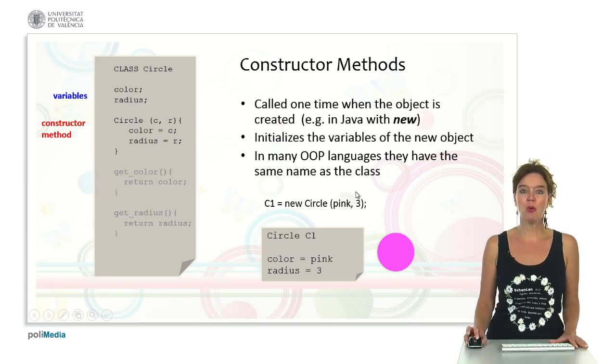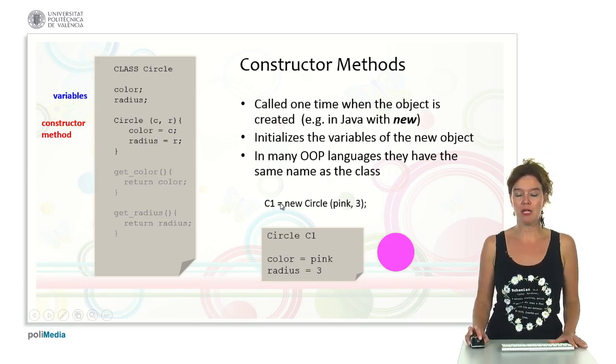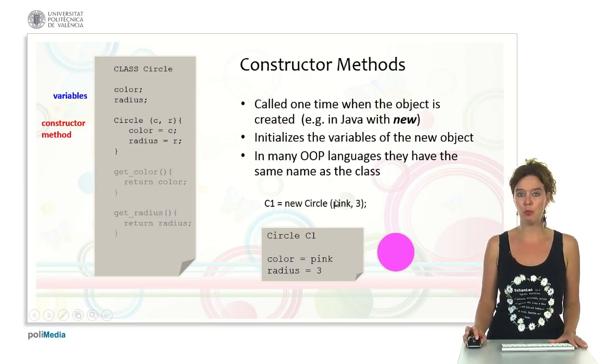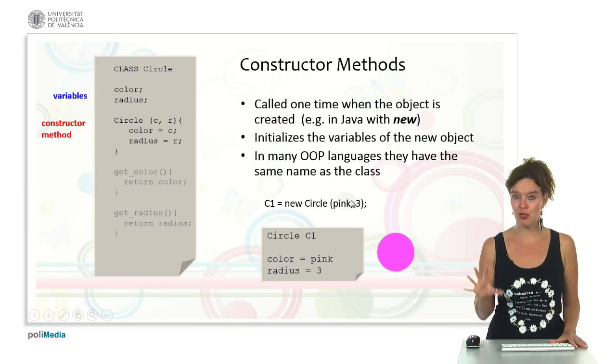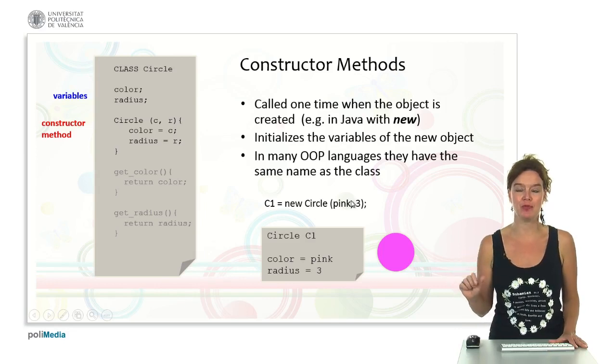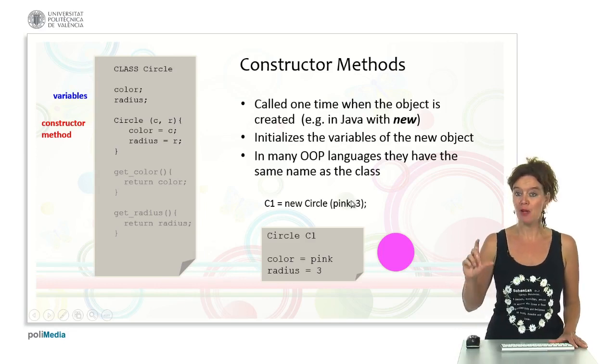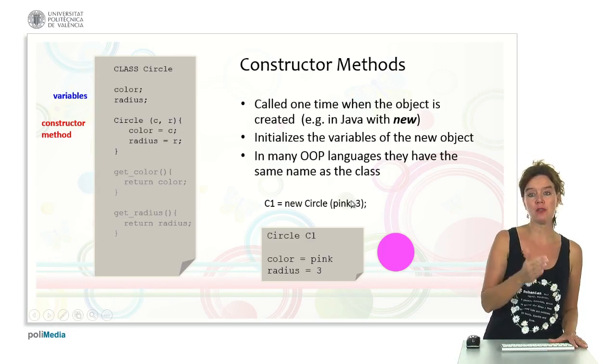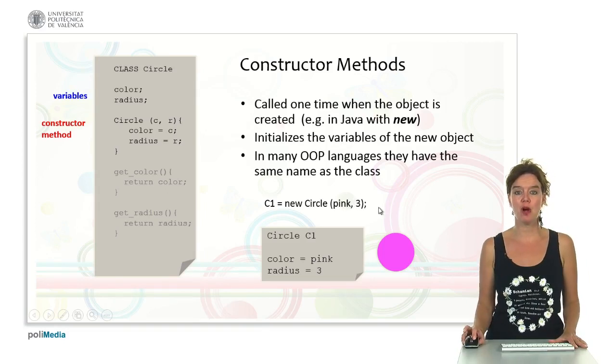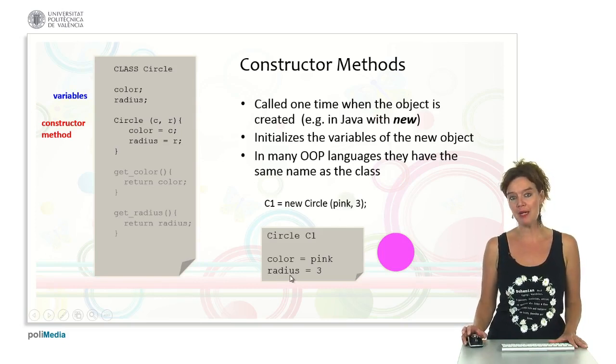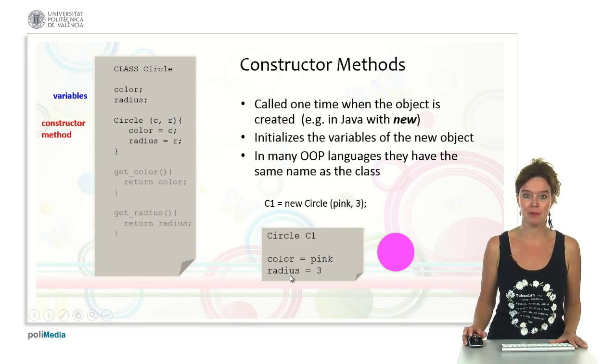Here, for example, we see C1 is new Circle(pink, 3). So we instantiate the class Circle and create a new object C1. What happens is that the constructor is called with these 2 arguments, and this results in this new object circle C1 with color pink and radius 3.